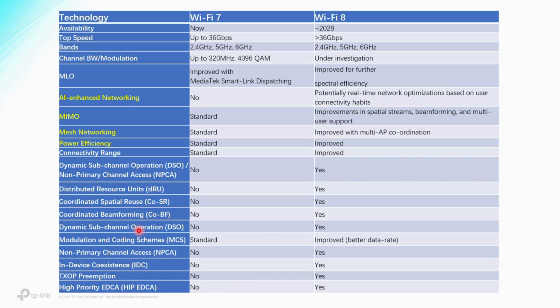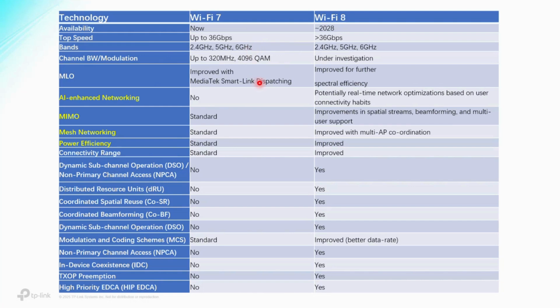But you'll see there's actually some that are pretty similar from Wi-Fi 7 to Wi-Fi 8, even in the channel bandwidth and modulation. Now, okay, it says under investigation here, but we are also restricted by legislation on what bandwidth we can use and the frequencies we can use and all those sort of things. So there's going to be a lot that remains the same.